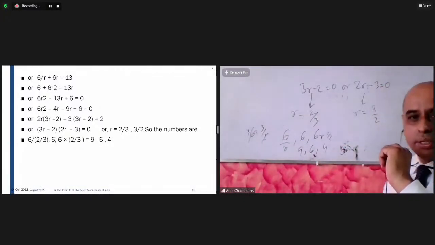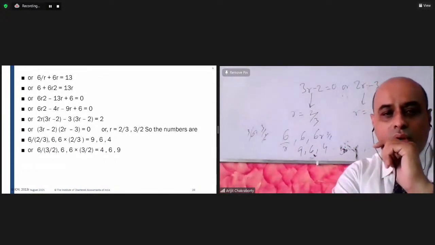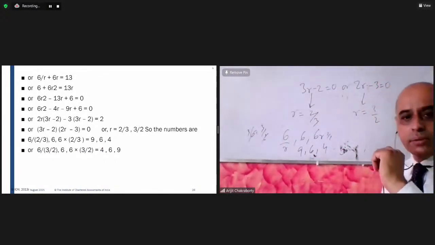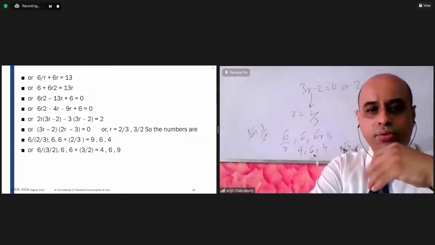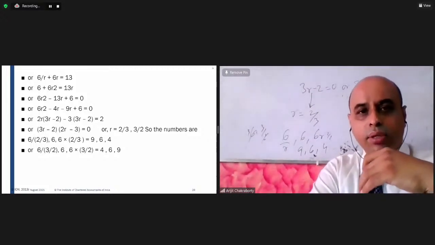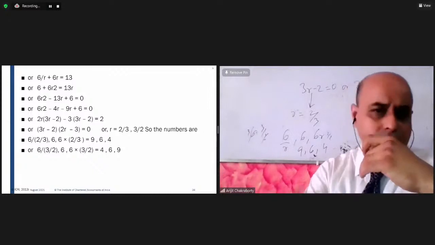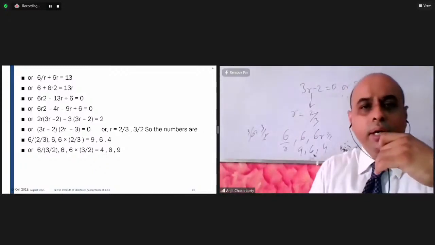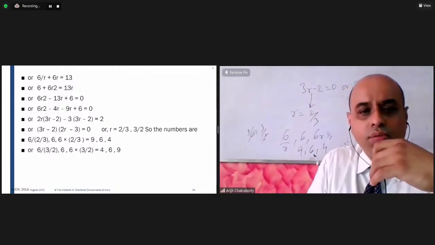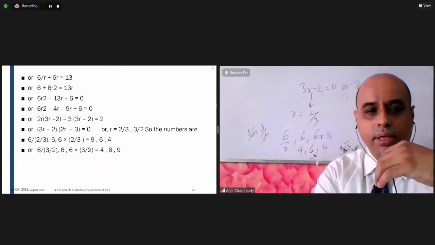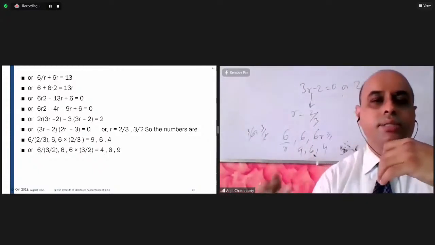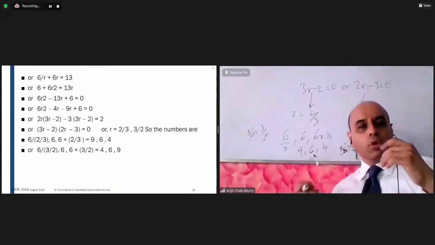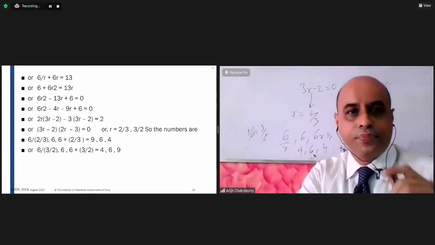So it can be either 9, 6, and 4, or if you take the other number, it will be 4, 6, and 9. Okay, so virtually it's the same set of numbers. If you have a ratio less than 1, 2 by 3, you get 9, 6, and 4, and if the ratio is more than 1, you get 4, 6, and 9.